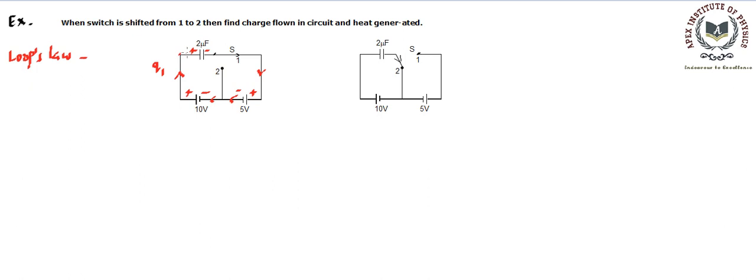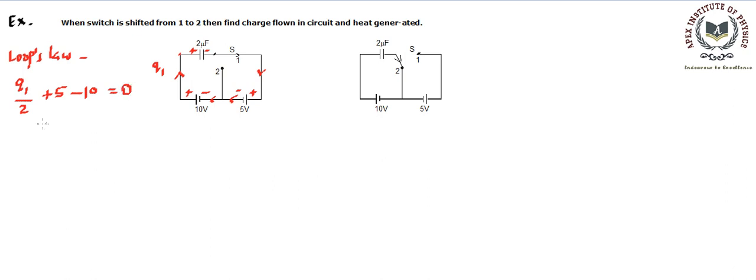Let's say we are starting from this point, in the sense the charge has been considered. From here, when we pass through this, it will be Q1 by C, where C is 2 microfarad. Again we are taking Q1 in microcoulomb terms. Moving from here to here, we get a potential drop, so plus 5. When we pass through this battery, there is a potential gain, so we say minus 10. Again we reach the same point, so the sum of all the potential drops is equal to 0.